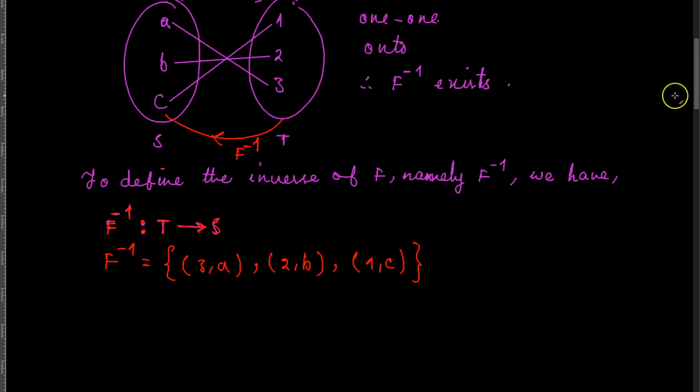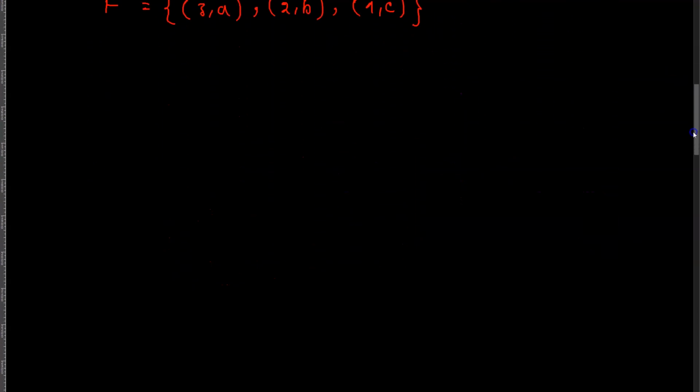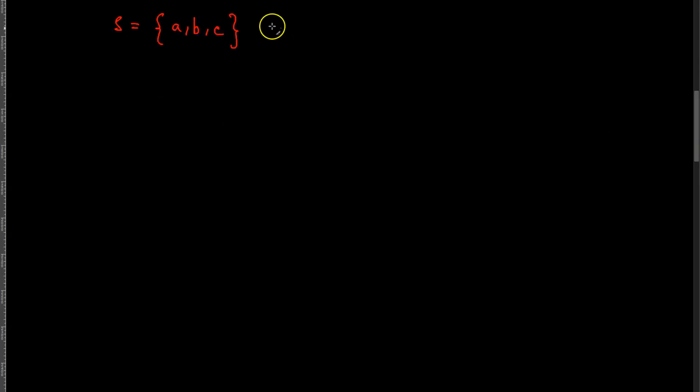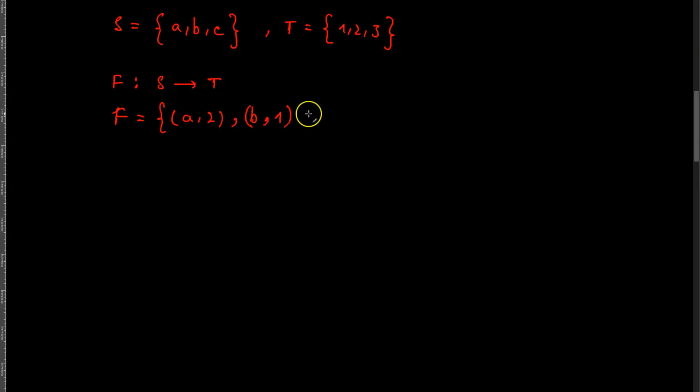Now, the second part of this question, we have the same two sets that we had before, meaning that S is equal to the set {a, b, c}, and T is the set {1, 2, 3}. And F is a function from S to T, defined by {(a, 2), (b, 1), (c, 1)}.